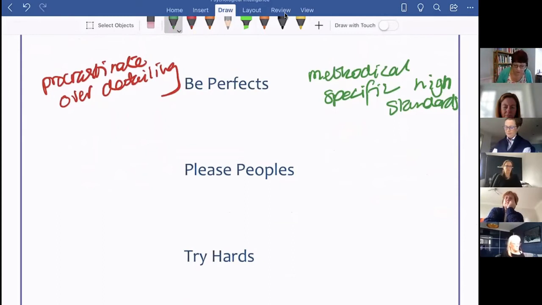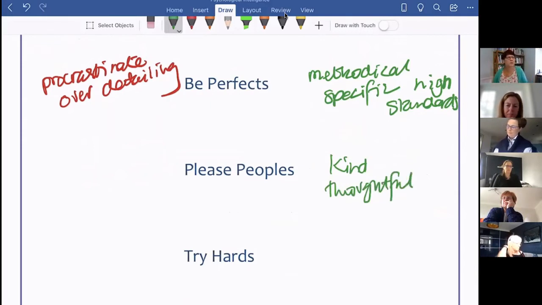So Please people on the positive side are kind, they're thoughtful, caring, nurturing. Their focus is on other people. You get a lot of Please people in HR. They like to please everybody, which of course we rationally know we can't do. Can't please everybody all of the time. And they may take things personally when they can't please people. I am exaggerating, just to make the point.